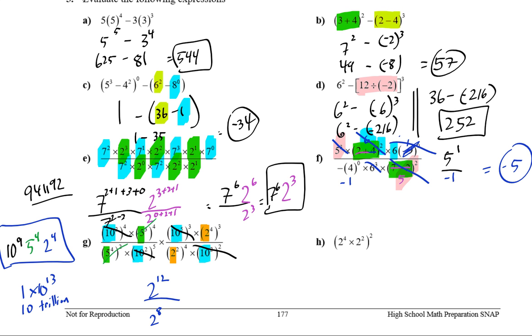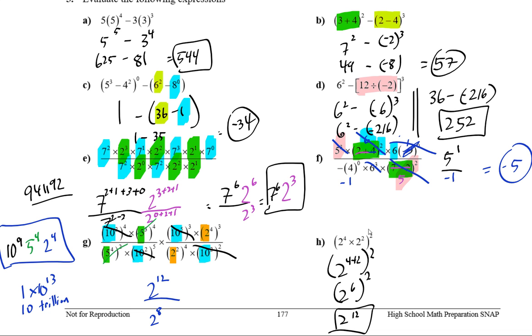And our last one here, we've got 2 to the 4th times 2 squared, all squared. We can do this two ways. Either we can multiply these two together. This is 2 to the 4th times 2 squared. This is 2 to the 4 plus 2. That's 2 to the 6, and that all still has to get squared. So 2 to the 6 squared is the same as 2 to the 6 times 2, or 2 to the 12th. So our answer should be 2 to the 12th.